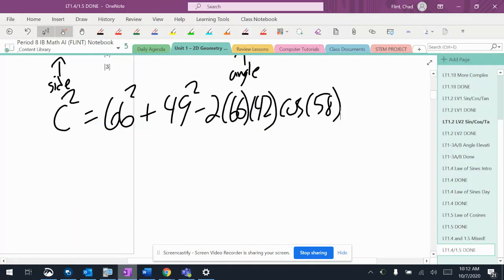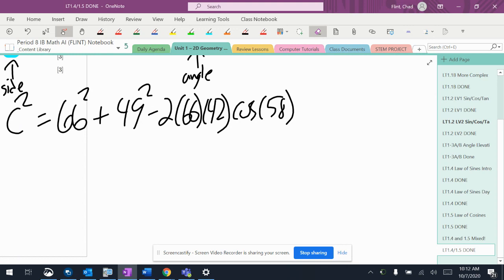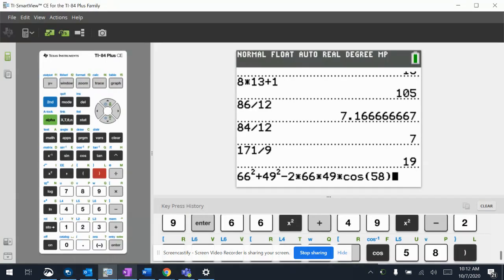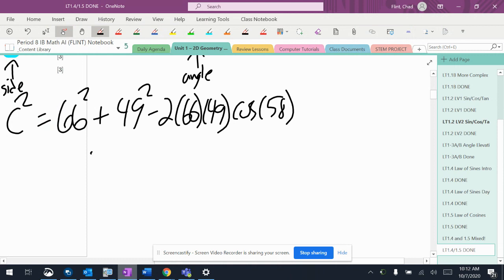Is it 49 or 42? Because I have a 42 in there. All right, 49. So hopefully some of you were like, oh, look, he's going to do it wrong. But I caught myself right there. Cosine 58. So I hit enter, and I get 3329.482.